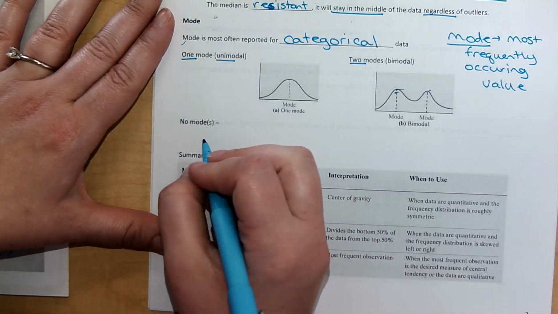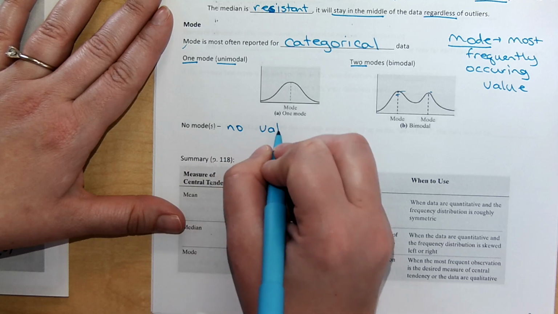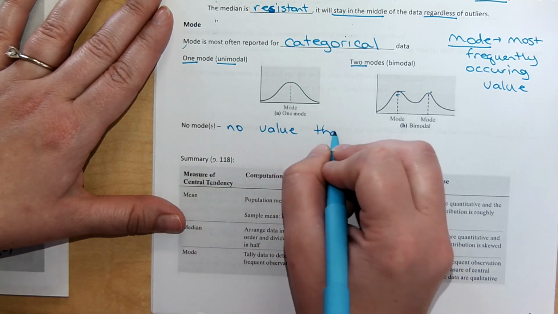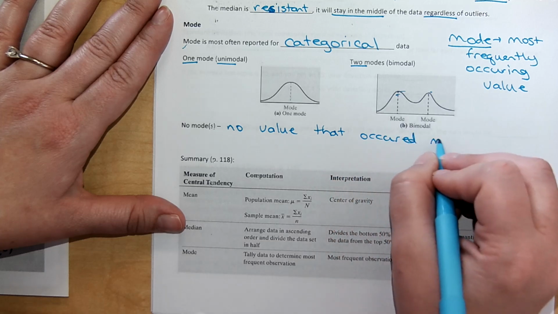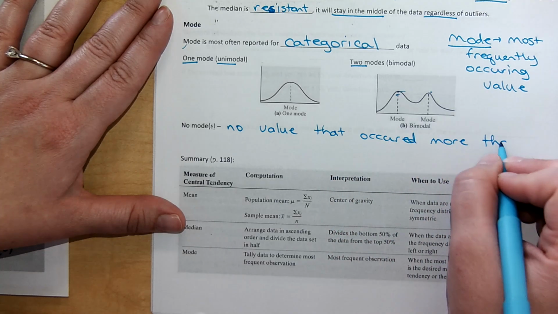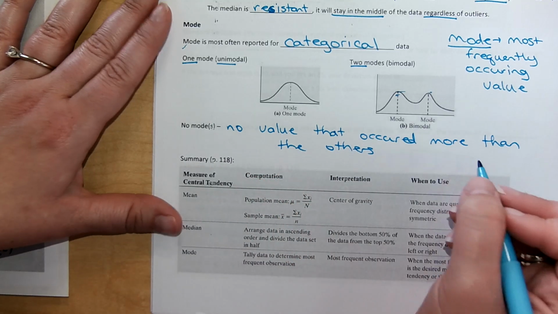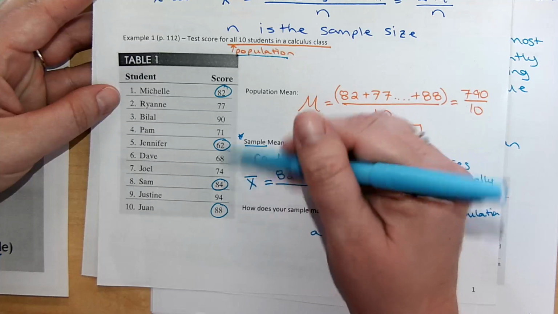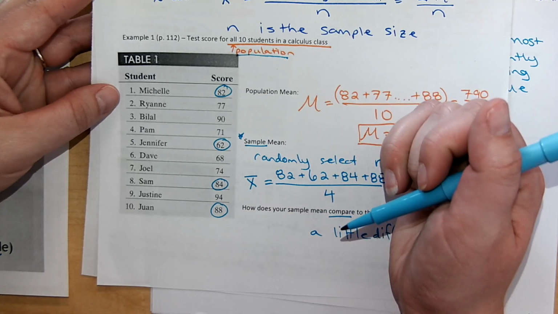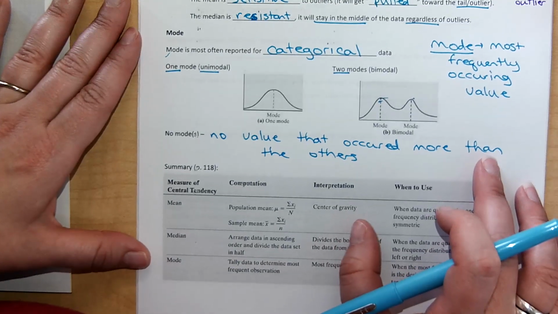And sometimes there's no mode. So there's no value that occurred more than the others. Maybe all the numbers showed up once, or all the numbers showed up twice or 3 times. If they're all the same, there's no mode. So like in this example, there is no mode because each number was unique. There were no repeats. So again, we don't focus on mode too much, but that's how it works.